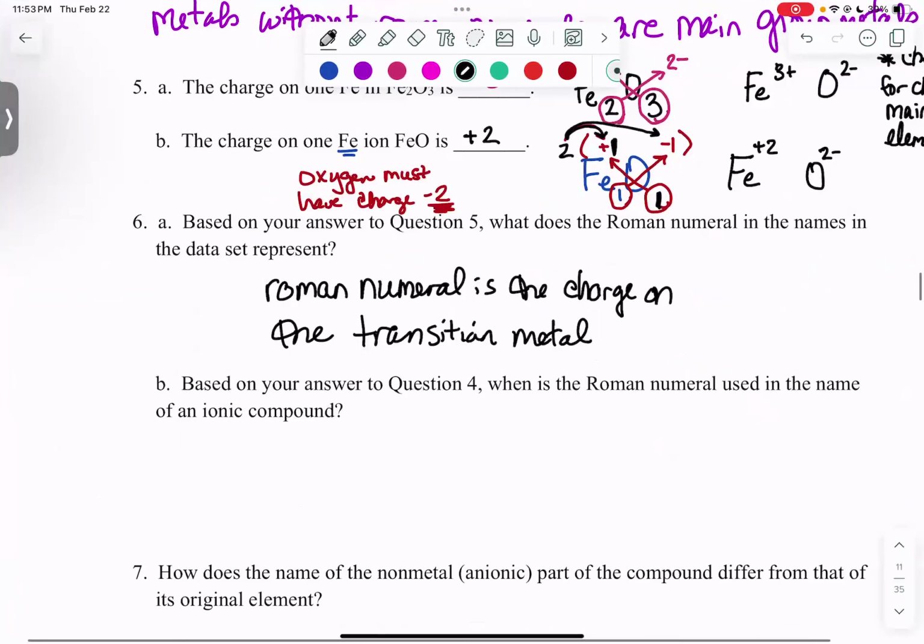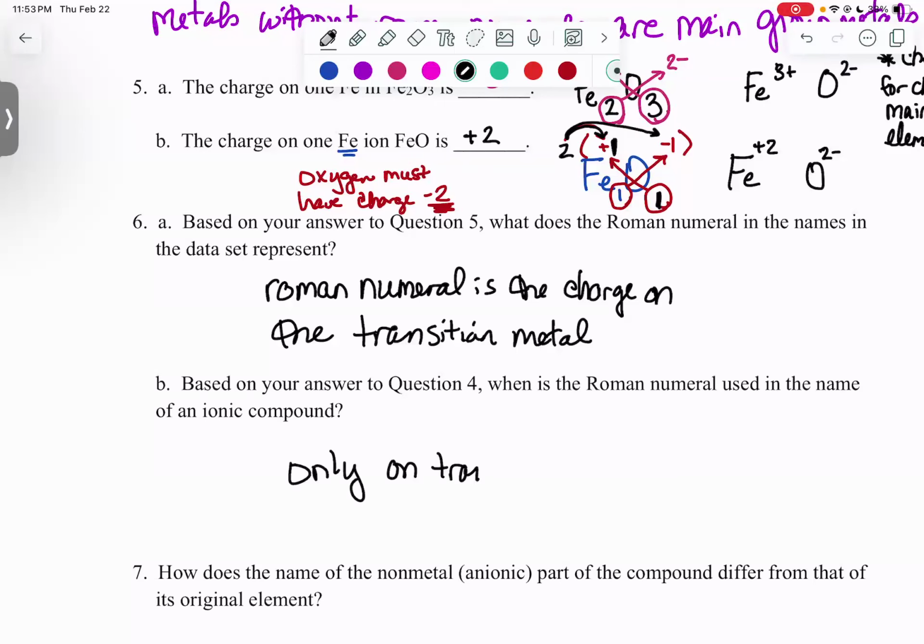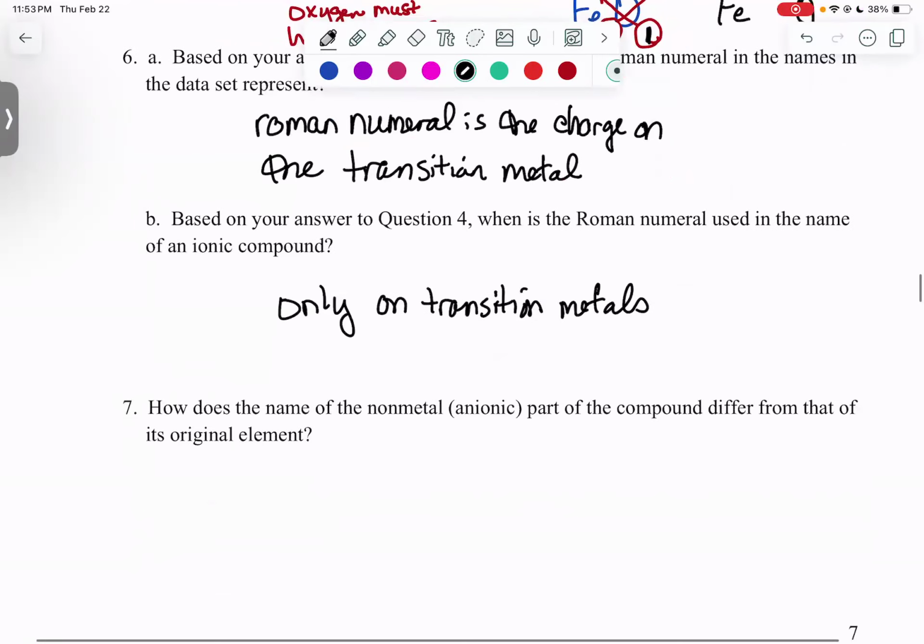Okay. Based on your answer to question 4, when is the Roman numeral used in the name of an ionic compound? Only on transition metals. How does the name of the nonmetal part of the compound differ from that of the original element?